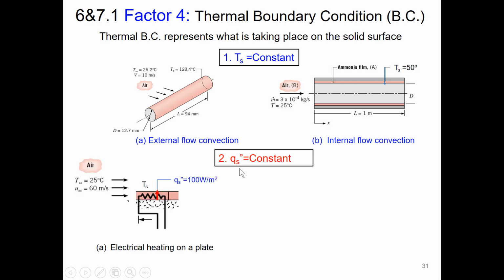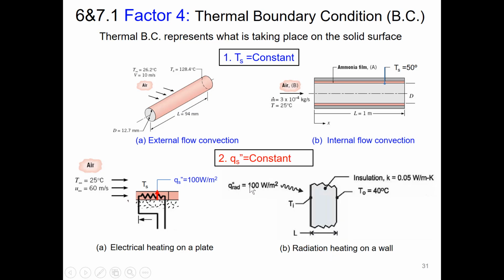This constant heat flux on the solid surface really represents the electrical heating or radiation heating. Then the question would be, which thermal boundary condition to use to solve convection problem? The answer is you have to read the problem statement carefully, then get the hint to select the proper thermal boundary condition for the problem.